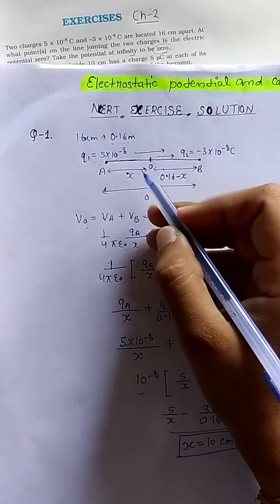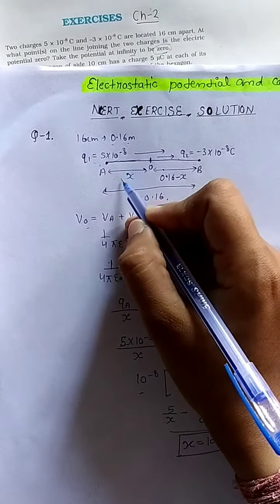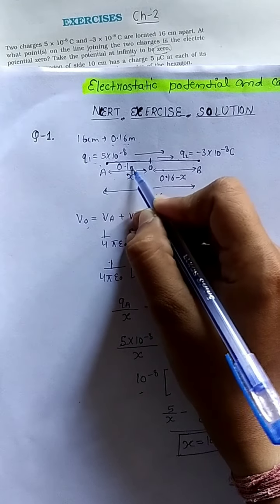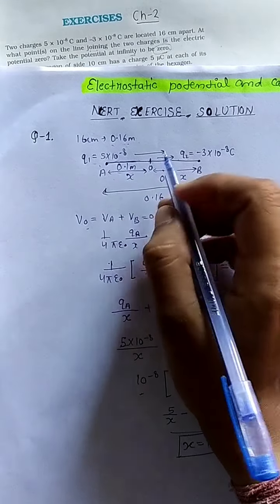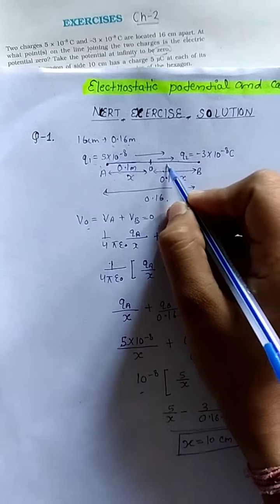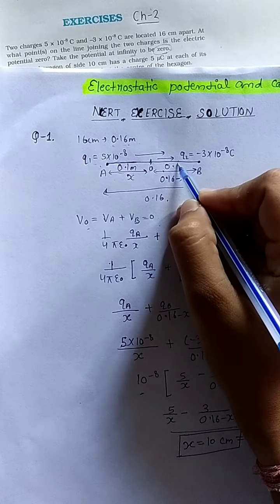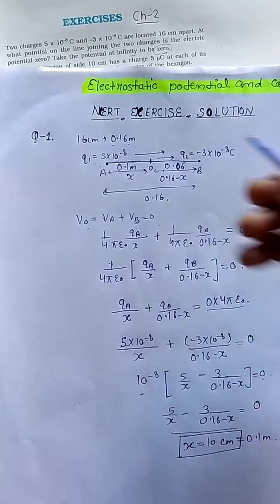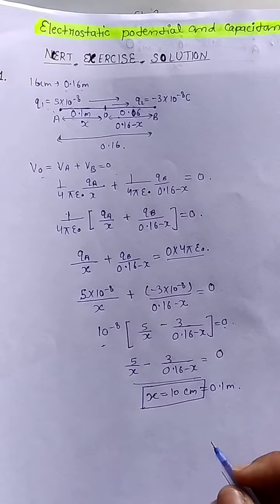That means O is 0.1 meter far from A and the distance OB is 0.06. This is the required solution of the first part of the question.